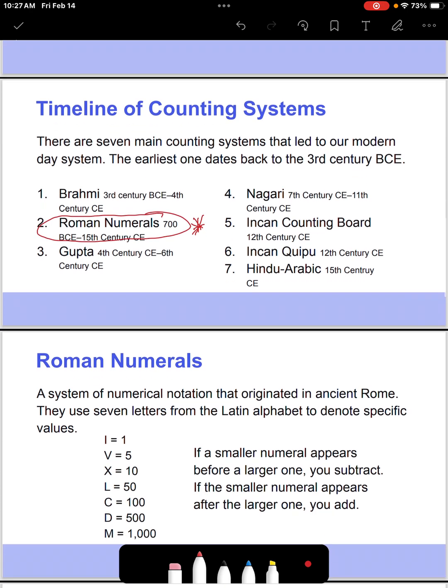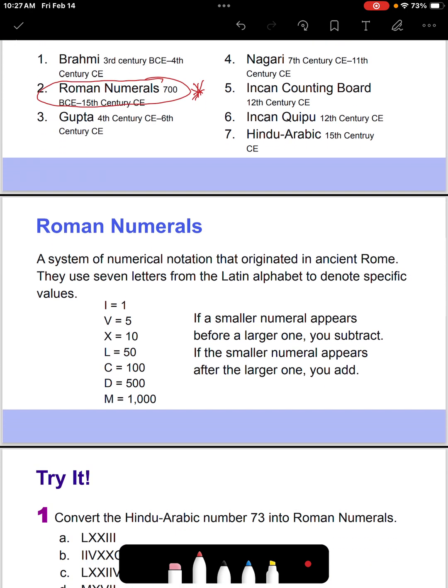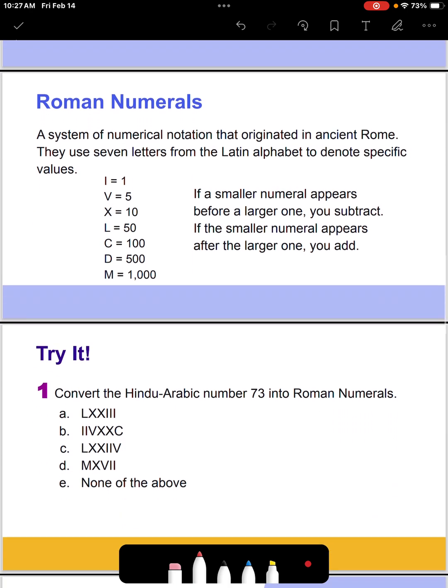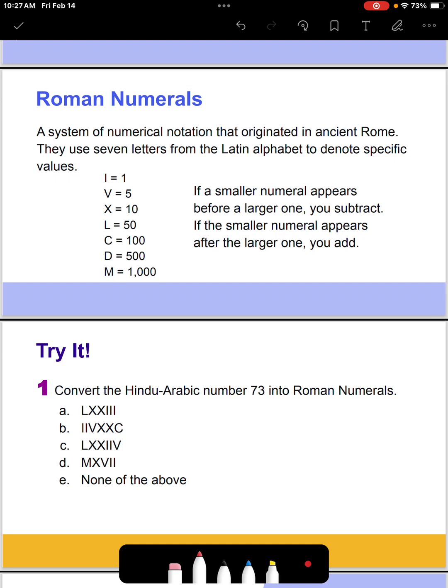So we're going to talk a little about Roman numerals. Roman numerals are a system of numerical notation that originated in ancient Rome. They used 7 letters from the Latin alphabet to denote specific values. The I is 1, the V is 5, X is 10, L is 50, C is 100, D is 500, and M is 1000.